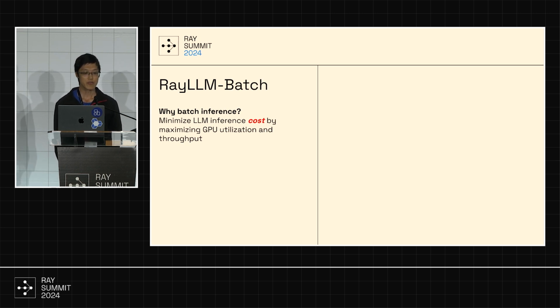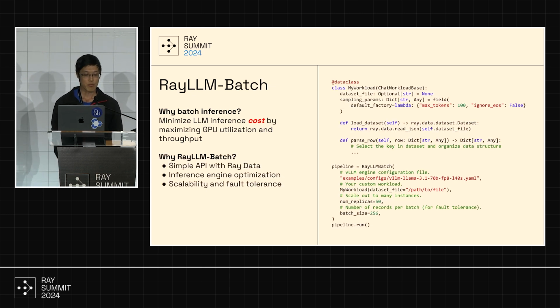Because in batch inference, you can minimize LLM serving cost by maximizing GPU utilization and throughput. So if you have some downstream tasks where you don't really care about the intermediate latency, then you can try to use LLM batch to save your money. For example, if you want to process a document, summarize the document, etc., then you can consider using batching. And if you want to use batch processing, why should you consider RayLLM batch?